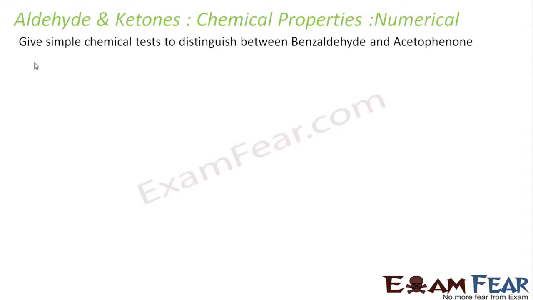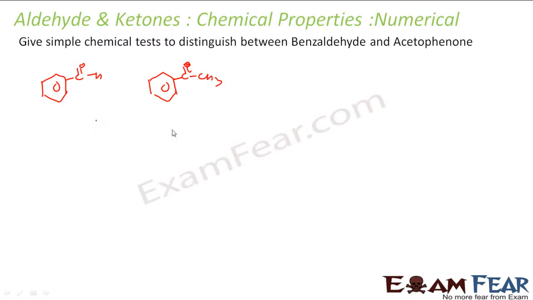Let's see benzaldehyde and acetophenone. So this is my benzaldehyde, and this is acetophenone. The first thing is, this is an aldehyde, this is a ketone, so you can use the Tollens test. As I told you, the Fehling test won't react with aromatic aldehydes, so this will not happen. So you can use the Tollens test, you can't use the Fehling test. Please keep in mind, the Fehling test will not work for aromatic aldehydes.